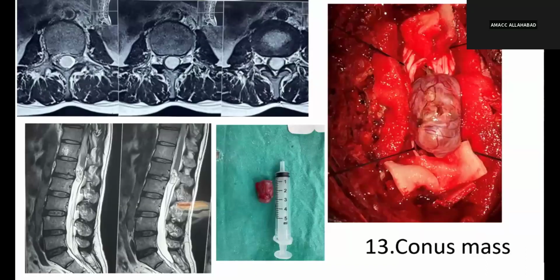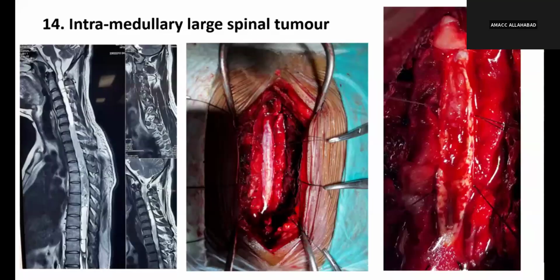Case at the conus region: this young man presented with low backache, radiculopathy, and bladder dysfunction. On MRI, there was a mixed density mass at the conus. This is the conus, and these are cauda equina roots. It was covered all around by the cauda equina roots. On opening, these are bunches of cauda equina roots. So it was dissected well from these roots and excised in a single piece. The biopsy was myxopapillary ependymoma, and the patient did very well.